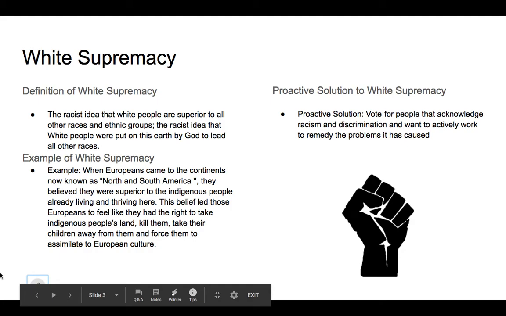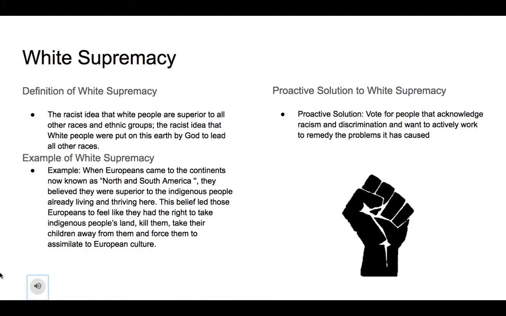So, a definition of white supremacy is the racist idea that white people or Caucasians are superior to all other races and ethnic groups. It's also the racist idea that white people or Caucasians were put on this earth by God to lead other races.